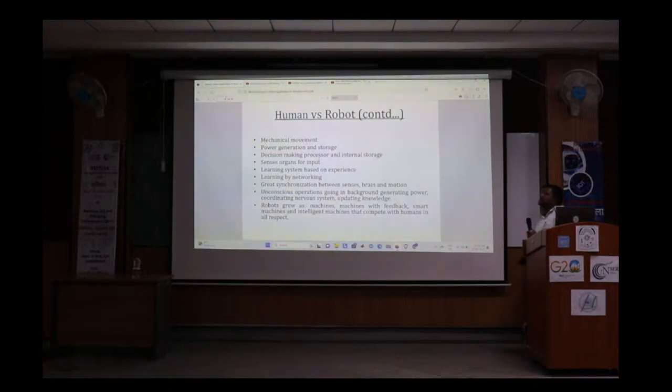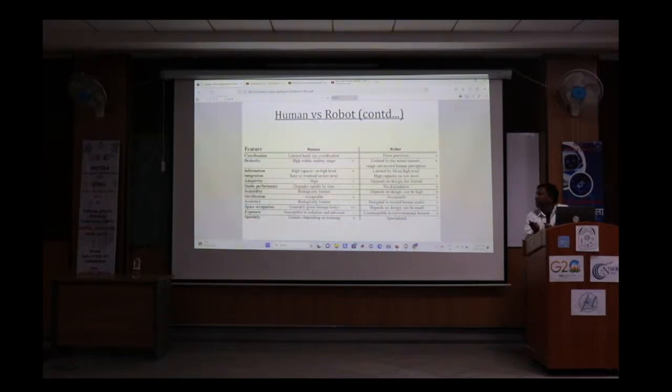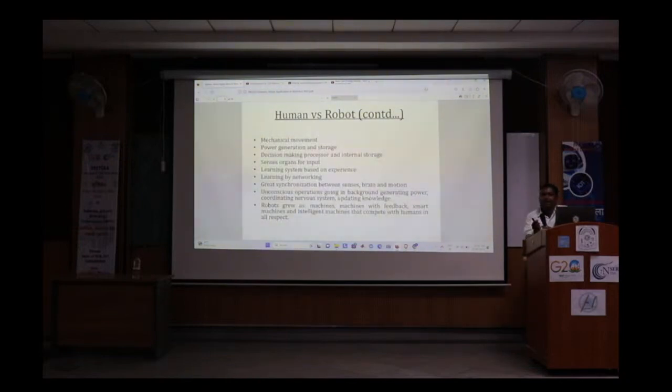Then we have a decision-making processor and internal storage. We have a brain, so the robot must also have a brain. And we have internal storage, we have memory. In the same way, the computer must also have memory, or the robot must also have memory. Then sense organs for inputs. I told you we have so many sense organs. Although we categorize only 5 or 6 sense organs, truly speaking, we have a large number of sense organs, or sensors rather, basically.